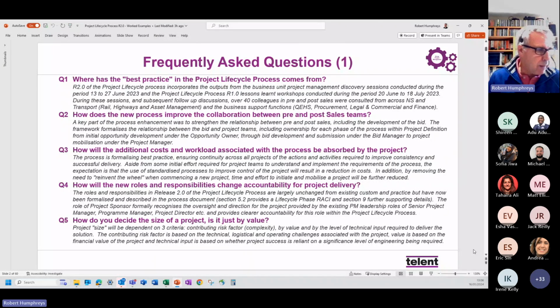Question 5 is all about the project, and I'm going to touch on that a little bit, because there is a lot of detail in the process document, but I've got a little bit of a worked example which hopefully will help go through that.